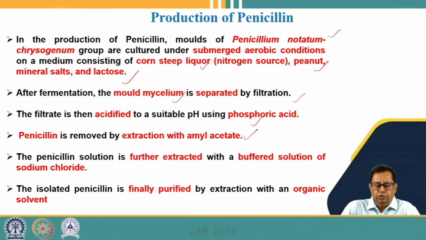This penicillin solution is then further extracted by using a buffered solution of salt, for example sodium chloride, so that the penicillin can be precipitated out and removed from the solution. Then the isolated penicillin is finally purified by extracting it with an organic solvent, and from that organic solvent we finally get the purified penicillin form.